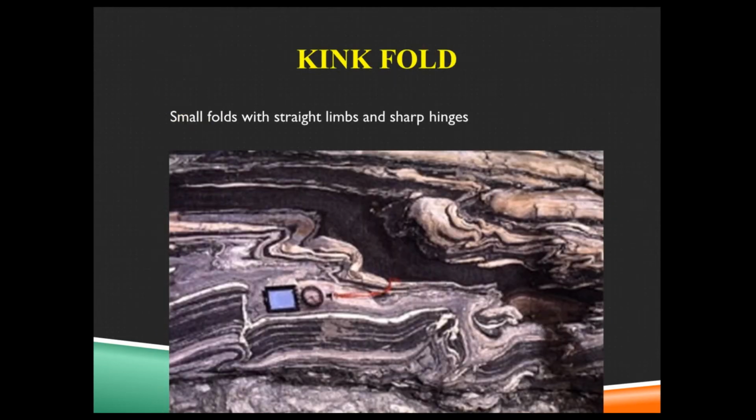Kink folds are very small. You can see here is a little hand compass for scale. Small folds with straight or nearly straight limbs and very sharp hinges. So they're tight, sharp folds with straight limbs. Some of these limbs in this picture are straight, some of them are less straight, but the kink folds are the ones where it's a sharp fold with straight limbs.